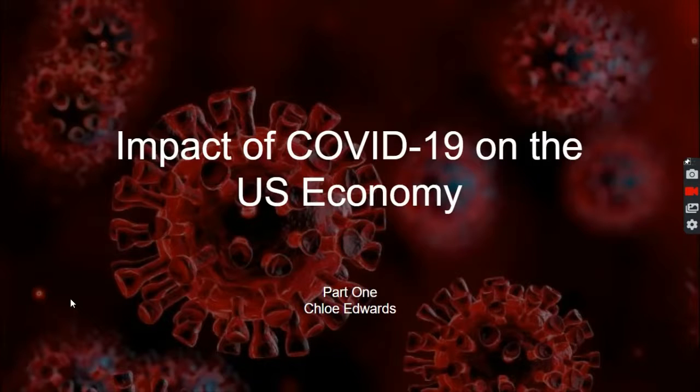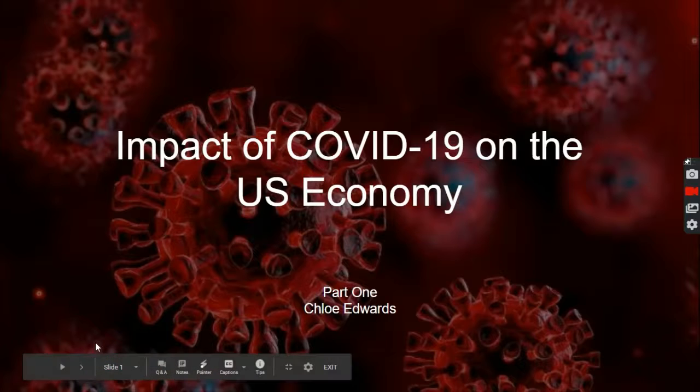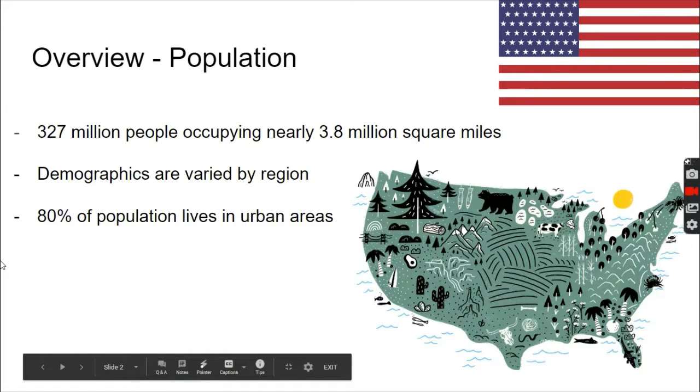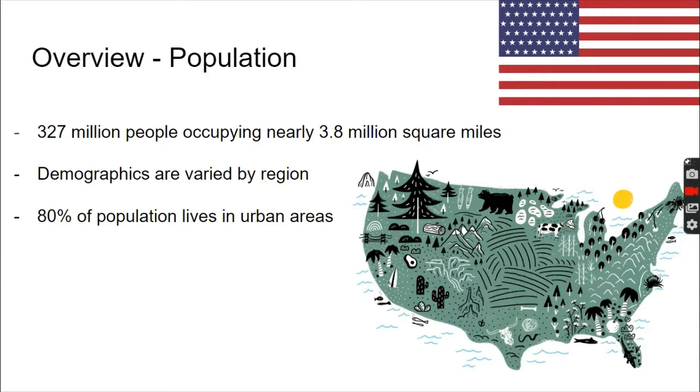The first half of the impact of COVID-19 on the U.S. economy presentation. So an overview of the United States. It's a huge country, 327 million people occupying nearly 3.8 million square miles.